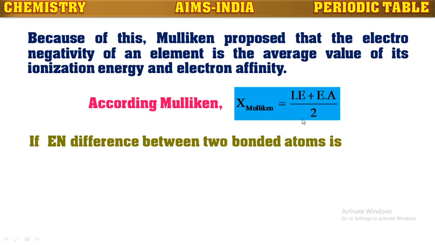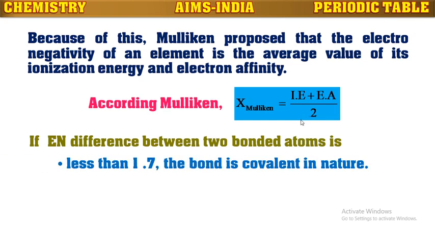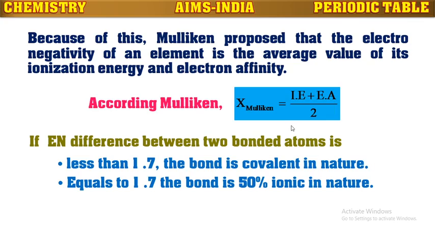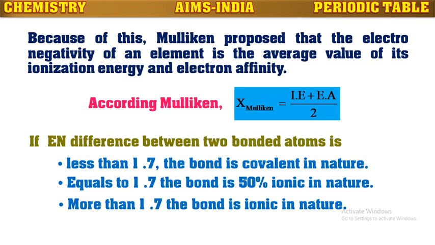If the electronegativity difference between two bonded atoms is less than 1.7, then the bond is considered to be covalent in nature. If it is equal to 1.7, then the bond is 50% ionic and 50% covalent in nature. If it is more than 1.7, then the bond formed will be ionic in nature.